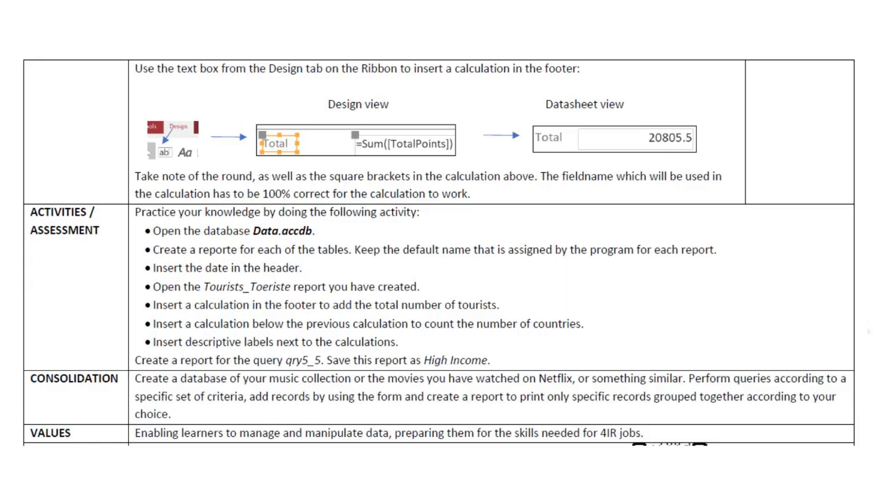Use the text box from the Design tab on the ribbon to insert a calculation in the footer. Design view, datasheet view. Take note of the round as well as the square brackets in the calculation above. The field name which will be used in the calculation has to be 100% correct for the calculation to work.